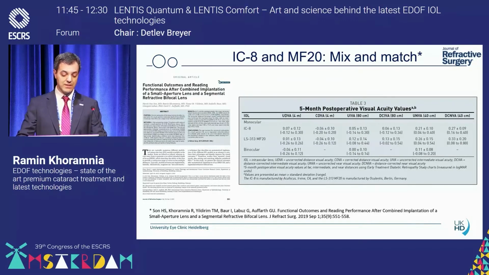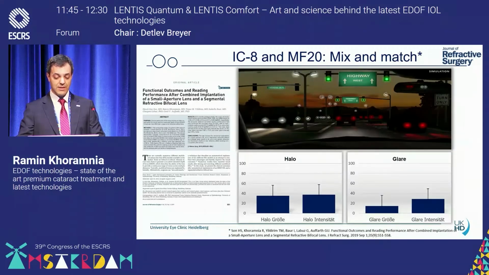You can very nicely see that excellent visual acuity results were achieved in the far and intermediate distance, and at the same time also good visual acuity results were achieved in the near distance. We also assessed the amount of photic phenomena, and you can see that with this mix and match approach, the amount of photic phenomena would be acceptable for a majority of our patients.